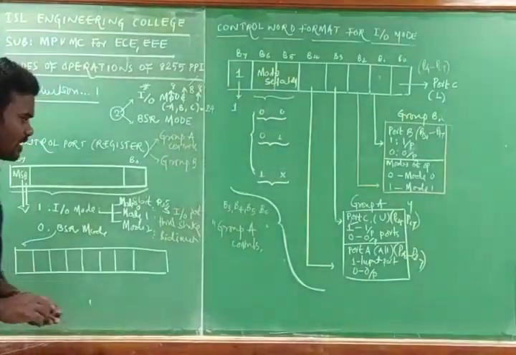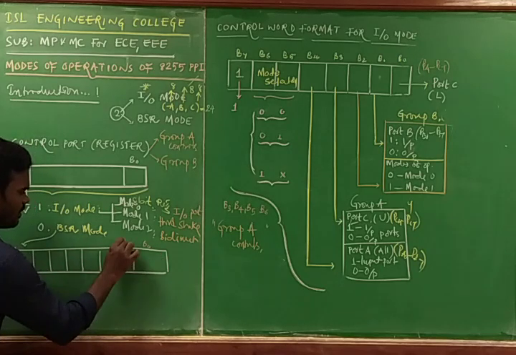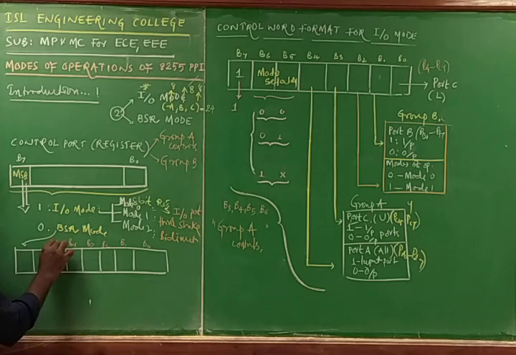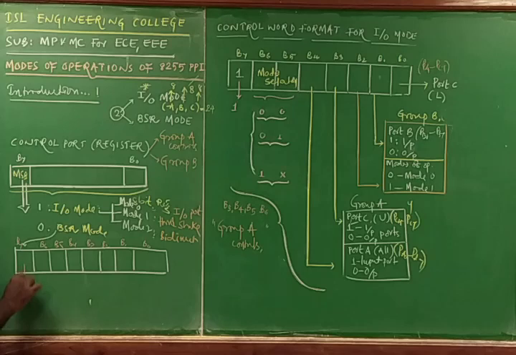And we know that this is a control word register. What are the possible bits for this one? B0, B1, B2, B3, B4, B5, B6 and B7. What is the length of this register? It is an 8-bit register, in which the MSB bit defines the type of mode of operation. If this MSB bit is 1, it is programmed to operate in IO mode. If this MSB bit is 0, then it is programmed to operate in the BSR mode.